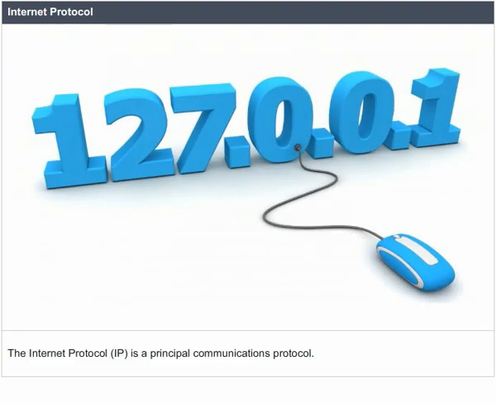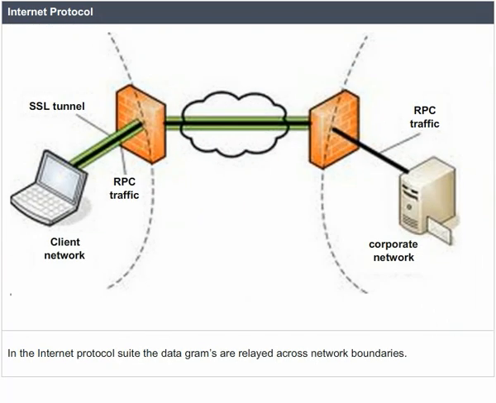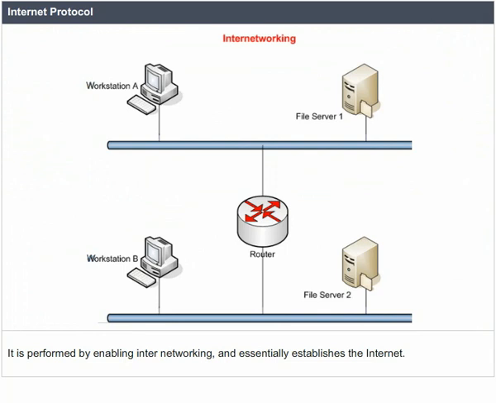Internet protocol. The Internet protocol is a principal communications protocol. In the Internet protocol suite, the datagrams are relayed across network boundaries. It happens through the routing function. It is performed by enabling internetworking and essentially establishes the Internet.